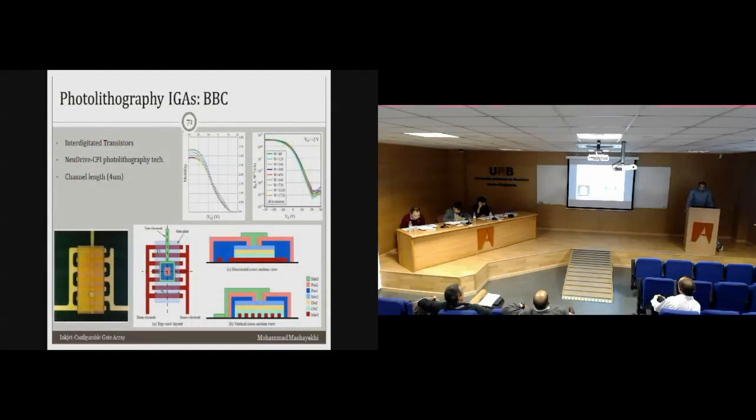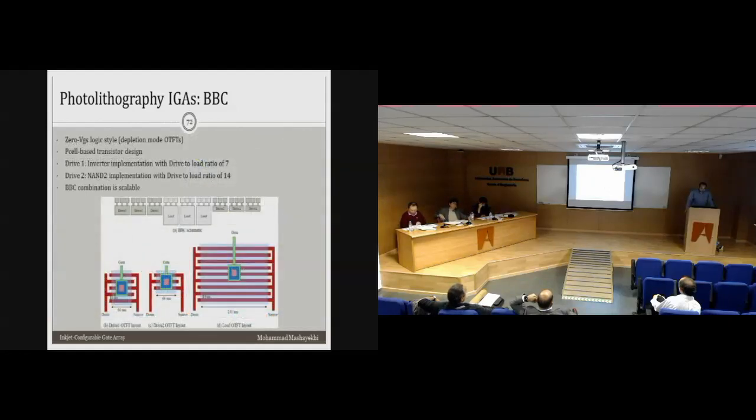So we designed some IGA bulks for photolithography technology. They were fabricated at New Drive CPI. We used a minimum channel width of 4 micron for interdigitated transistors, and those are the IV transfer curves and mobility of the transistors. As we see, the threshold voltage is very positive, so we are using enhancement mode transistors, and we are using 0 VGS style.